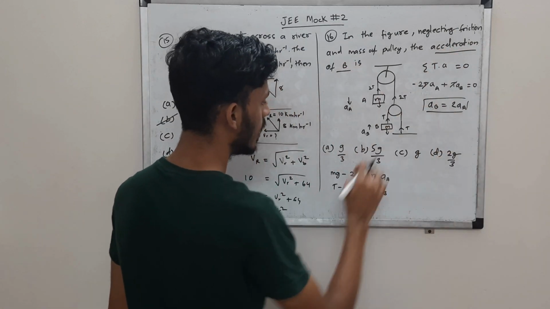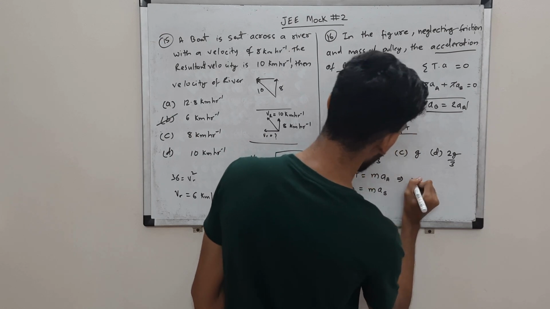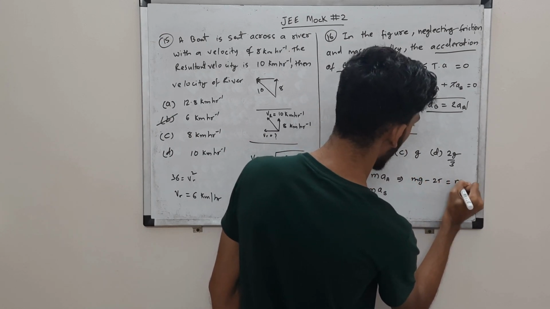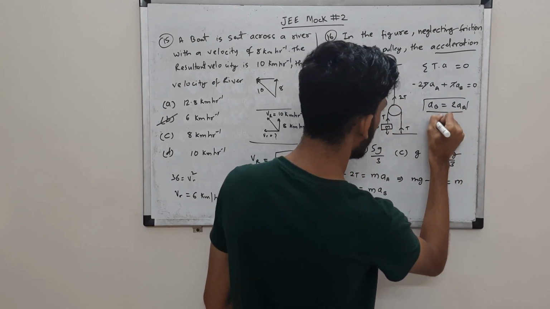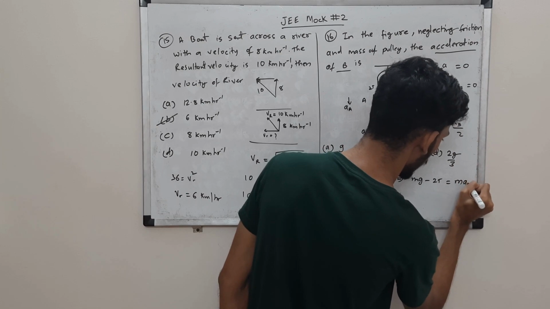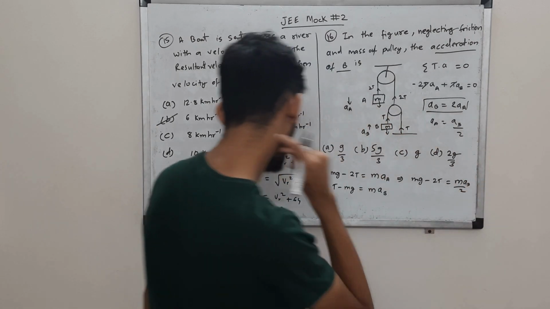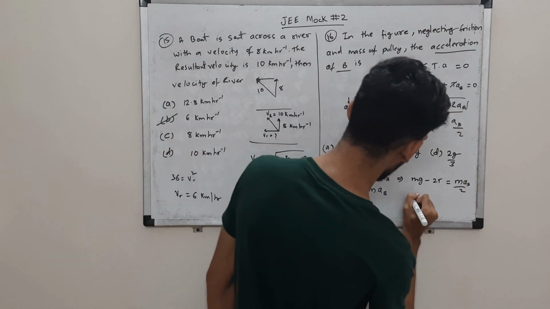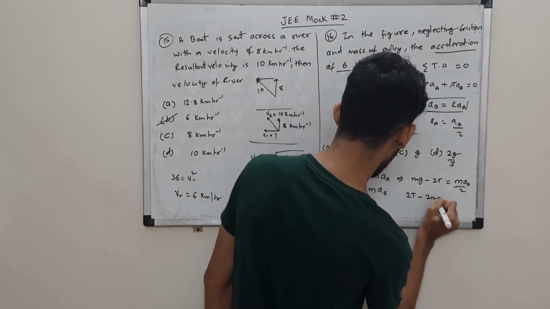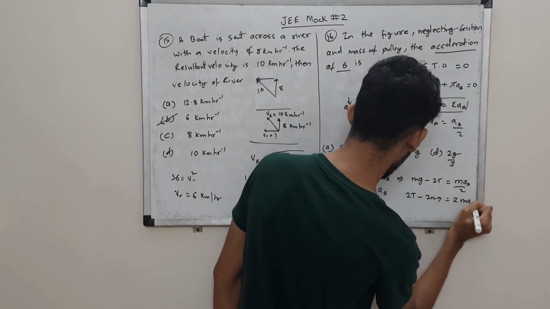So we have this relation. In place of A, I am substituting acceleration of B. Okay, acceleration of A is acceleration of B by 2, right? So acceleration of B by 2. And what I'll do, I'll multiply this equation by 2 so that we can cancel it out. 2T minus 2mg plus 2m aB.